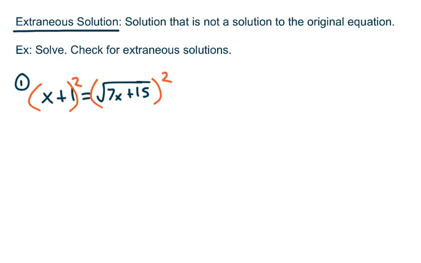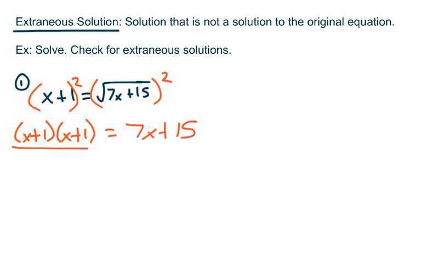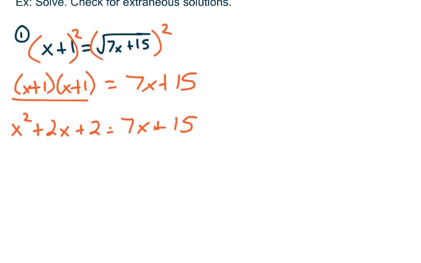Okay, so x plus 1 squared means x plus 1 times x plus 1 equals 7x plus 15. We can FOIL this. X plus 1 times x plus 1. When you FOIL it out, it gives you x squared plus 2x plus 2 is equal to 7x plus 15. So we've got a quadratic equation now. Okay, it's a quadratic function. So we'll need to get everything to one side. So we'll subtract 7x, we'll subtract 15 minus 7x.